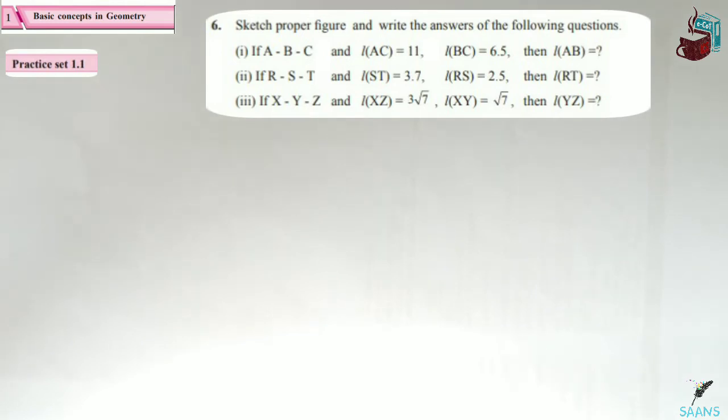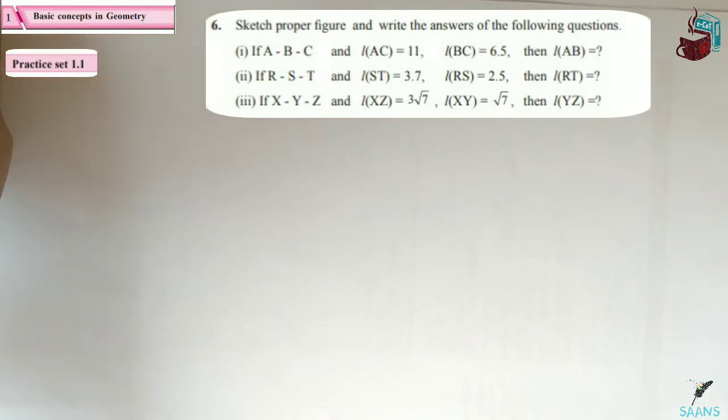Sketch a proper figure and write the answer of the following questions. Only a distance needs to be found. If A-B-C, that is the particular order given. If A-B-C and length AC is 11, length BC is 6.5, then length AB is equal to how much? So this is your first question.